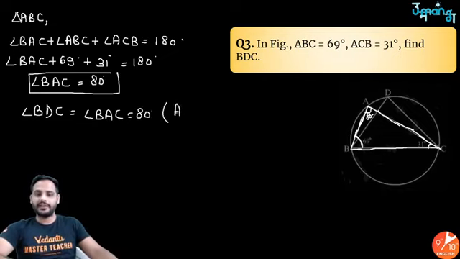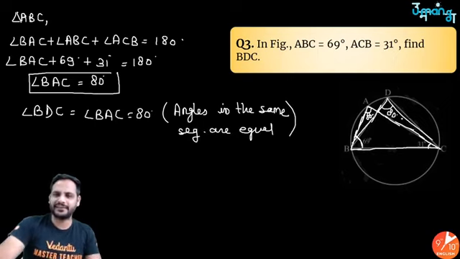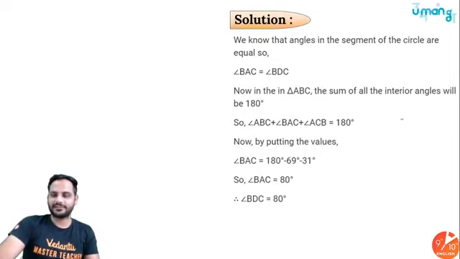The reason is angles in the same segment are equal. But they are in the same segment only, right? So angles in the same segment are equal. So this angle is also 80 degrees. As simple as that, right? So this is how this question will be solved.